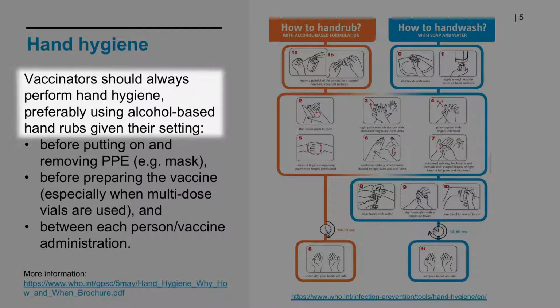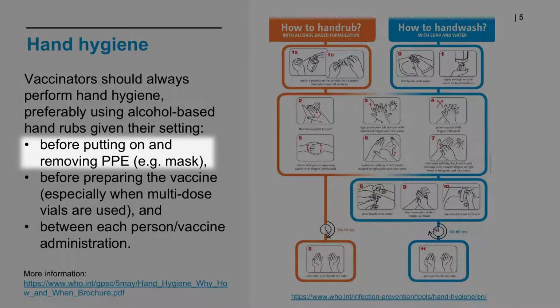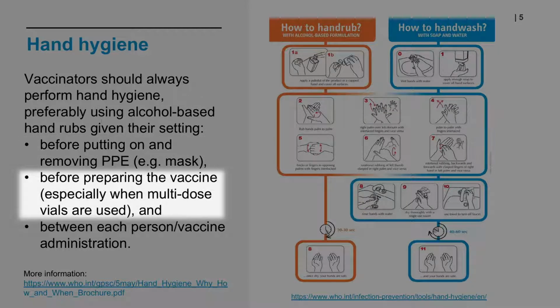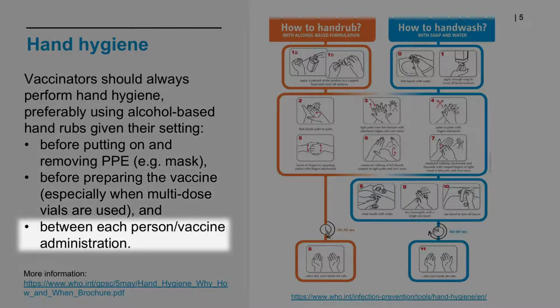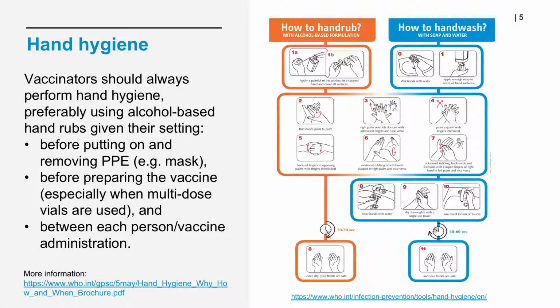Vaccinators should always perform hand hygiene, preferably using an alcohol-based hand rub, given its logistical, efficacy, and tolerability advantages. They should do this before putting on and removing their personal protective equipment or their mask, before preparing the vaccine, and between each vaccine administration on a new person. However, if your hands are soiled or dirty, we do recommend water and soap and a single-use towel. There are many posters available on the WHO website which are linked here on how to perform hand hygiene properly.